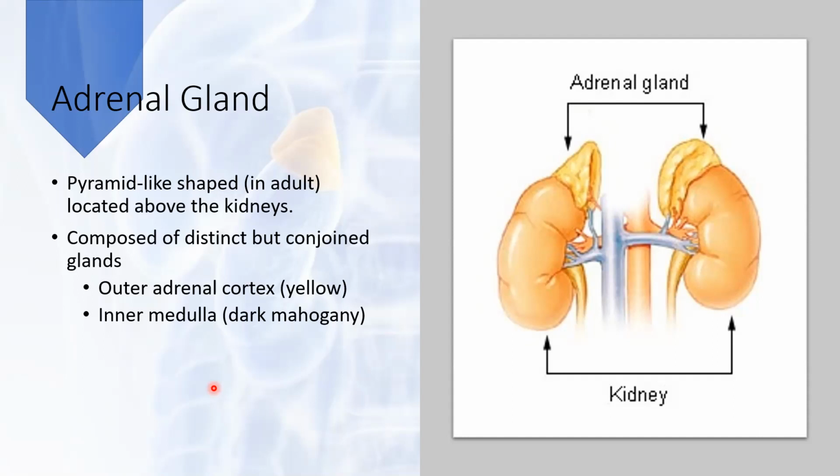that there are three classes of steroid hormones. We have your mineralocorticoids, we have your glucocorticoids, and we have your sex hormones. Generally, mineralocorticoids are for fluid and electrolyte balance. Example of which is your aldosterone.